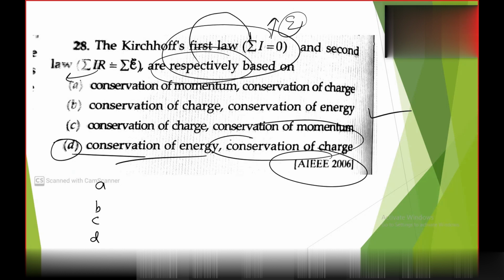I have told you that Kirchhoff's voltage law and Kirchhoff's second law, either can be asked by any name. So I hope you have written all three names. And the second law is based on conservation of energy. So we have to tell respectively. Respectively, we have to say, first conservation of charge and then conservation of energy. That's why option B would be correct.